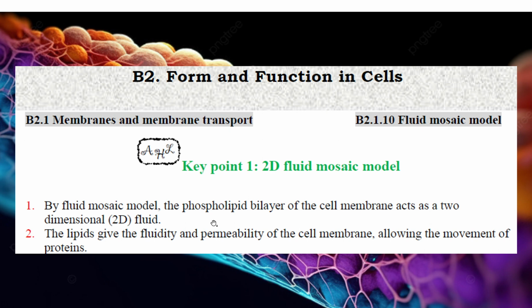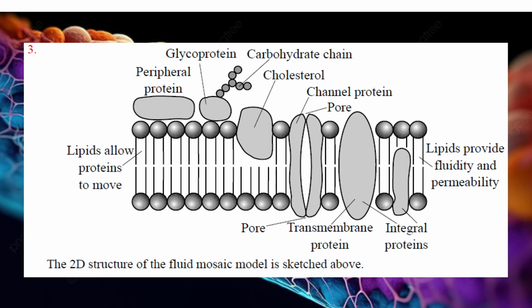By this model, the phospholipid bilayer of the cell membrane acts as a two-dimensional fluid, okay? Yes, it is a fluid. And this kind of fluid provides the fluidity and permeability of the cell membrane, allowing the movement of proteins along it, okay? And this is the 2D structure of the fluid mosaic model. It is an evolution from another model. We'll talk about it in detail later.